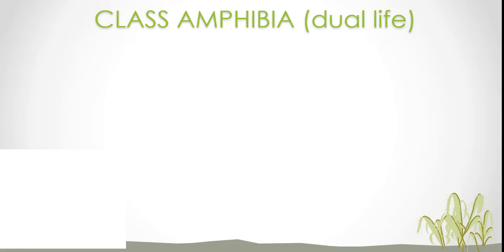All right, so class Amphibia is a group of animals. We're going to see what criteria define how they fit into this group. First thing I want you to know is Amphibia means dual life. It's a very apt description of these guys because they live part of their life in one place and part of their life in the other, namely they start in the water and then they move to the land.